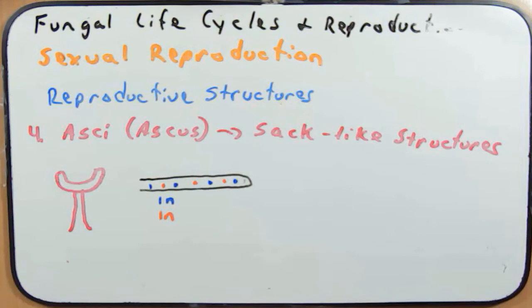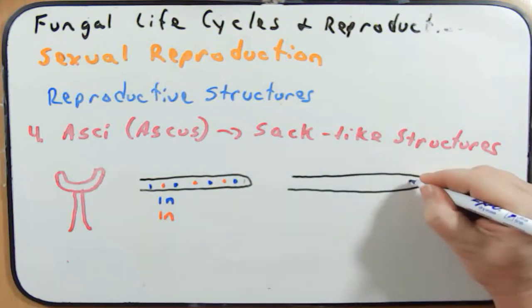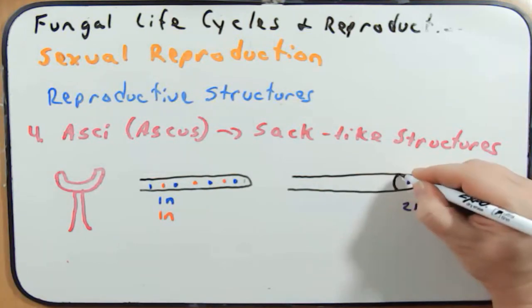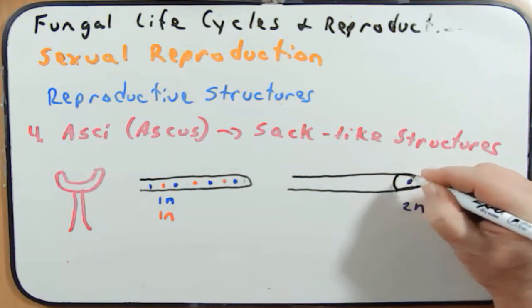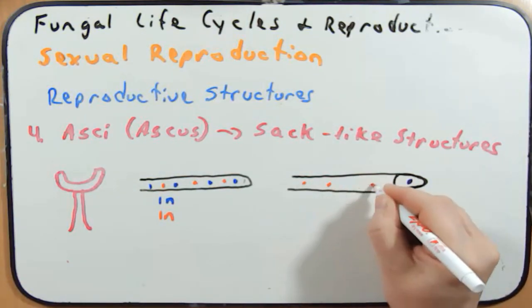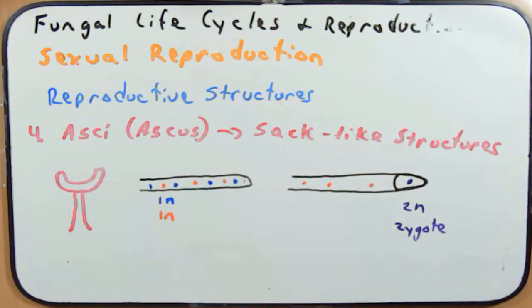Now, two of them that have a different mating type will fuse during karyogamy. And when they fuse, they will become a diploid cell. And it will form its own cell here. So this is the zygote. The other nuclei are still here, they just haven't fused yet. When they do, they will also form a zygote.